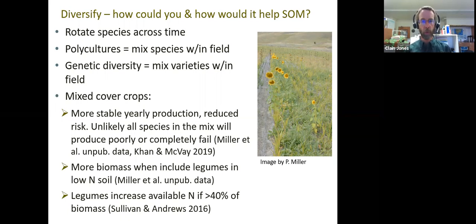And others in Oregon have found that legumes increase available nitrogen if they represent more than about 40% of the overall cover crop biomass. So if you're trying to build nitrogen, but you only have a little bit of legume in your mix, it's probably going to be hard. You want more than about 40% to build available nitrogen.